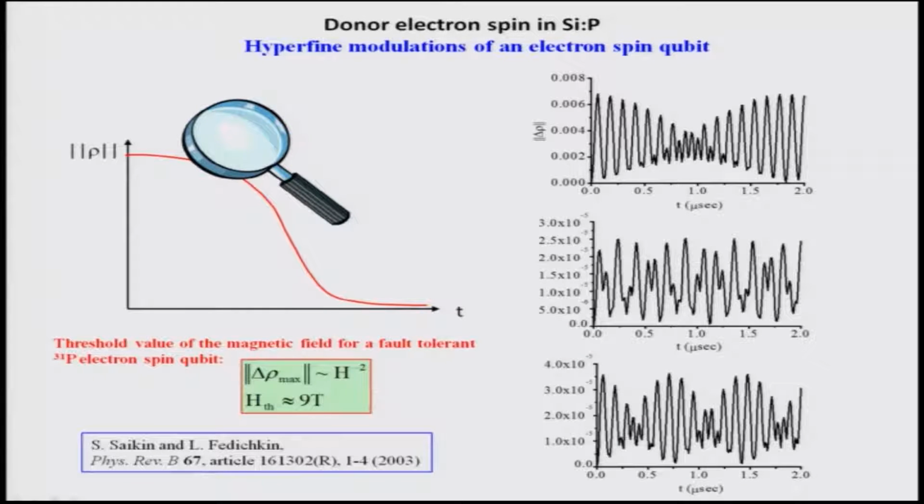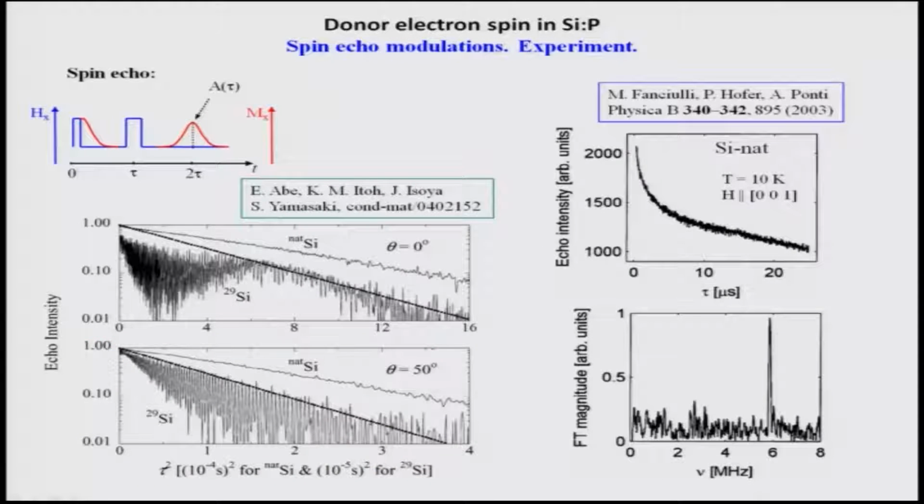The threshold value for the magnetic field for a fault tolerant phosphorus 31 electron spin qubit has been determined to be quite low, at a threshold of 9 Tesla. So, this is some of the work which has been applied to show how the modulations of the electron spin qubit can be looked at very carefully, and it can essentially be made to be fault tolerant under the conditions of the experiment.